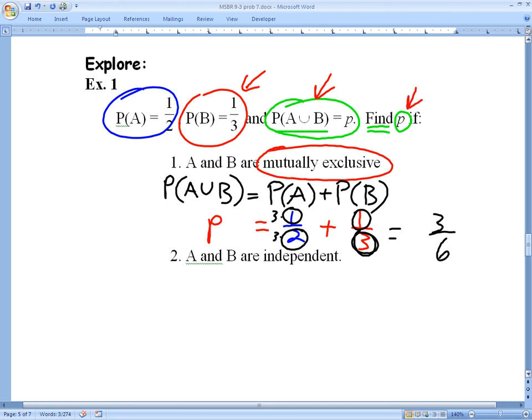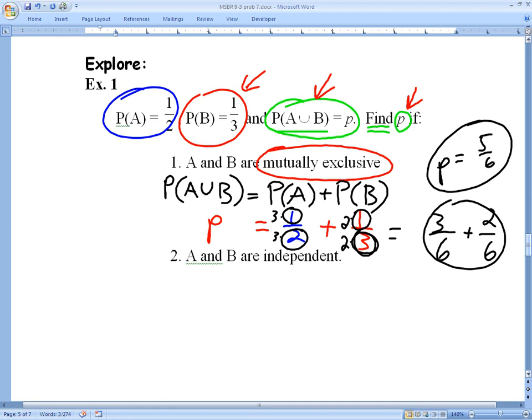3 goes into 6 2 times, so I'd multiply the top and the bottom by 2, and I get 2 over 6. And when I combine those, I have 3/6 plus 2 more 6ths, which gives me a grand total of 5/6. Sorry, I ran out of room and had to put that on the side. So little p, which is what we were trying to find in this problem, is 5/6. Okay, that's if we know that A and B are mutually exclusive events.